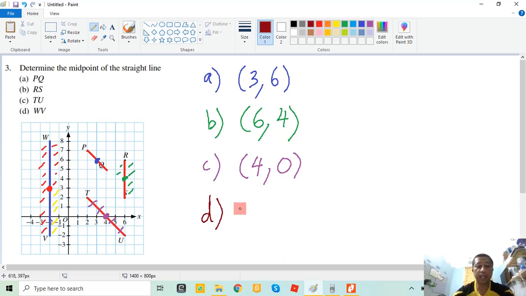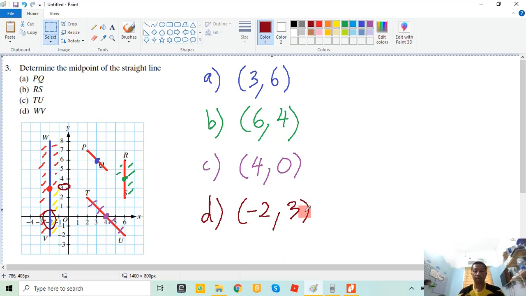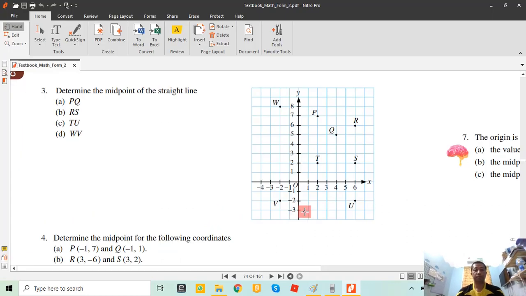And what is the coordinate? The coordinate for this point, x refers to the x-axis, this one, is negative 2. And then y is this one, 3. So this is the answer for question number 3 from A to question D. Okay. Next, we go to question number 4.